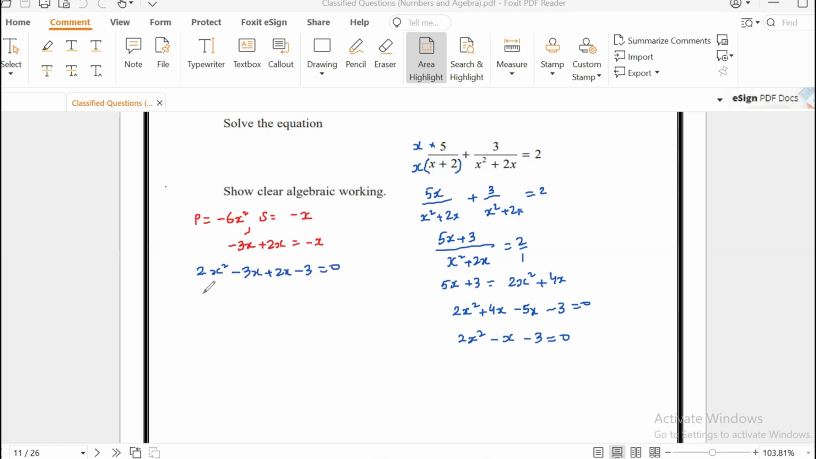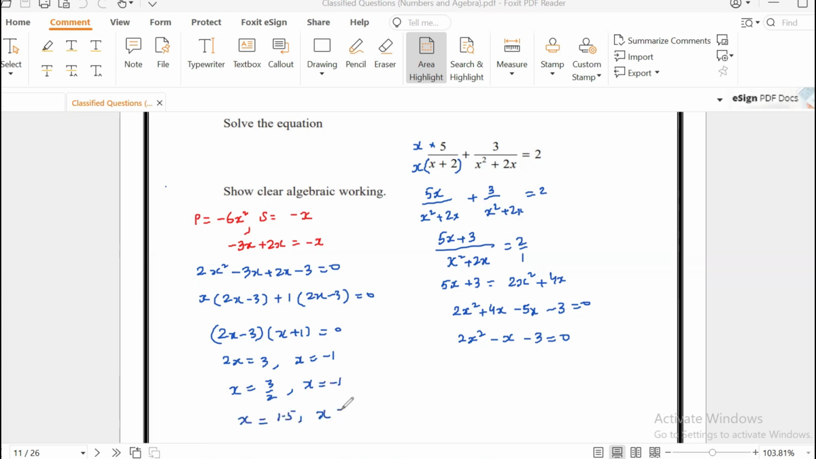Then this becomes, by group factorization, we can take x common, so it is 2x minus 3. Here nothing is common, so we can take 1 as common, so 2x minus 3 equals 0. And then as you can check, 2x minus 3 is common throughout the equation, so x plus 1 equals 0. After this we are looking for the value of x, so 2x is equal to 3, x is equal to minus 1, so x is equal to 3 over 2, x is equal to minus 1. We can say that the first answer is 1.5, and the second answer of x is minus 1. I hope it is clear.